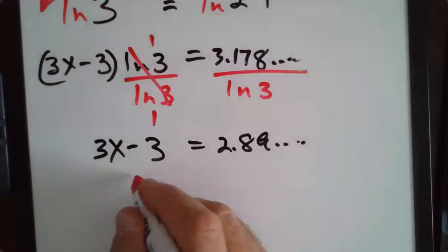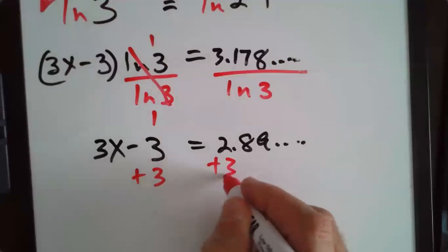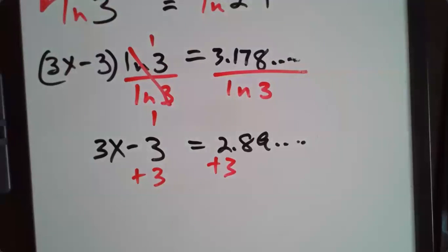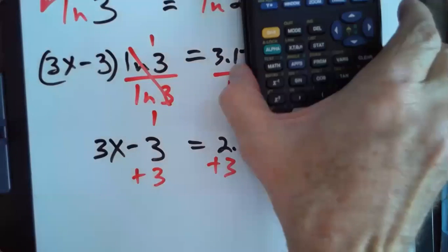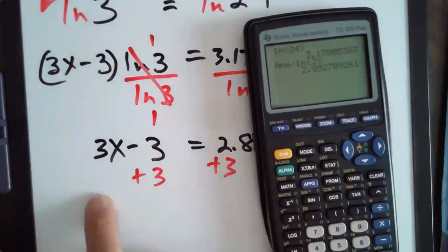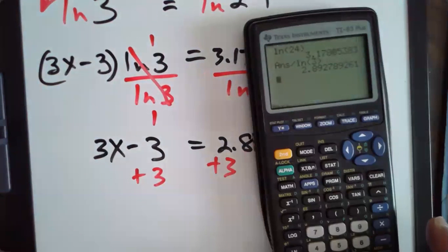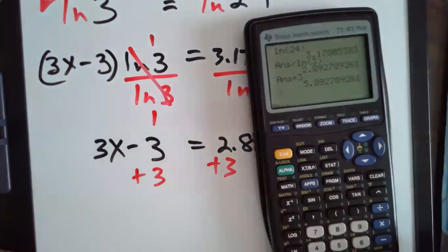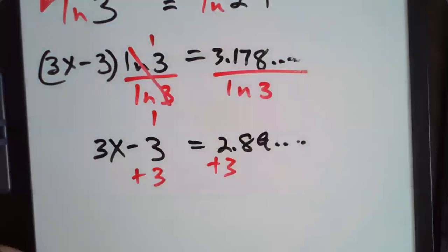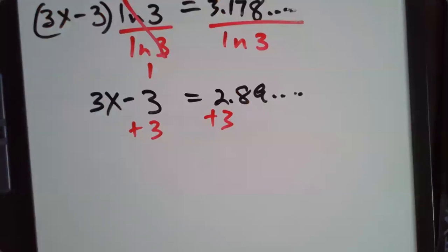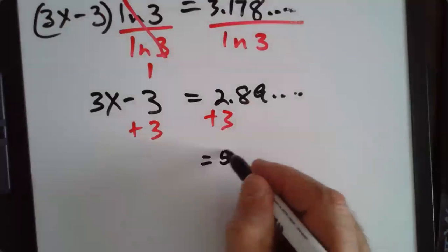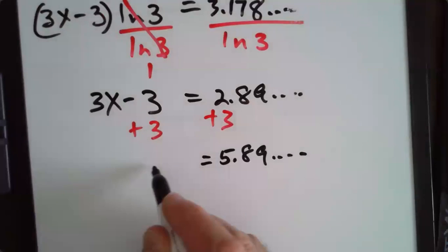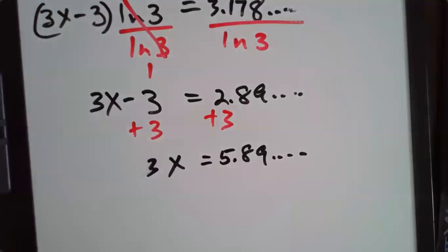We have a negative 3, so we apply plus 3. Now you could just add that and get 5.89, but I like to go ahead and put it in the calculator because then when you divide by 3, you don't have to mess with anything. So we're going to put plus 3 here, 2.8927 and so on, plus 3, and we get 5.892789 and so on. Okay, so we get here on the right side 5.89 dot dot dot, and on the left side we have 3x.